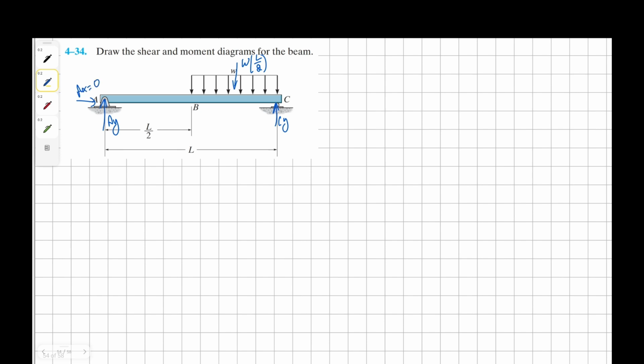Horizontal at A is going to be 0, the horizontal reaction I'm referring to. Okay, and then we can find our AY by taking moment about the point C. We're going to have counterclockwise W times L over 2, and it's L over 4 away. And after that, we have clockwise AY, L distance away.